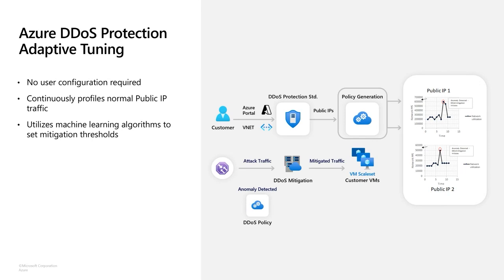But that is, of course, in the highly unlikely event, as adaptive tuning, like I mentioned, is automatically learning your traffic patterns. It sets that threshold, and with that, you are able to effectively mitigate against those DDoS attacks.